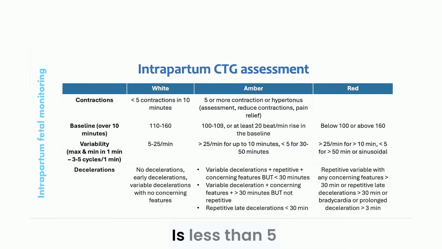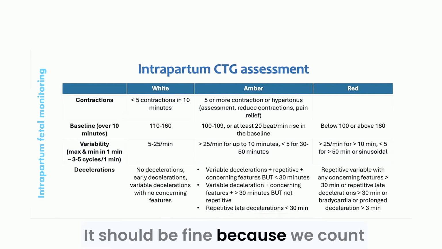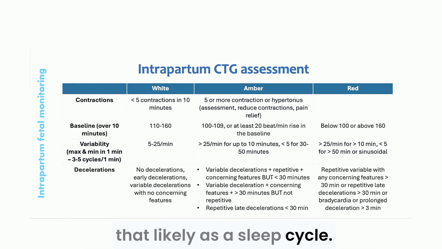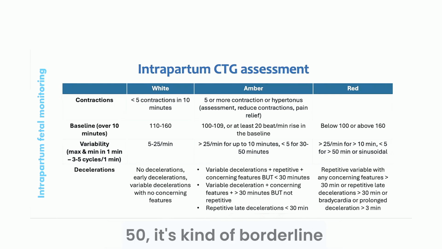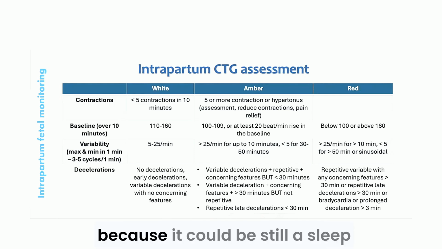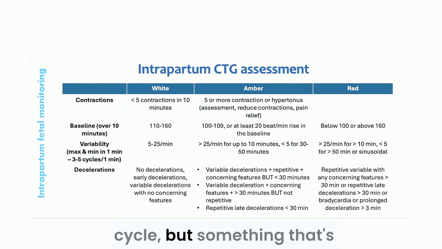What if the variability is less than 5 for less than 30 minutes? It should be fine because we count that likely as a sleep cycle. But if the variability is less than 5 for a period of 30 to 50 minutes, it's kind of borderline because it could still be a sleep cycle, but it's worrisome because it takes longer than average. So in this situation, we call it amber as well.